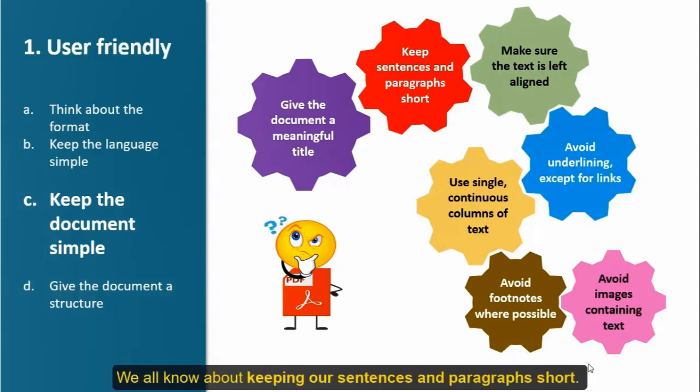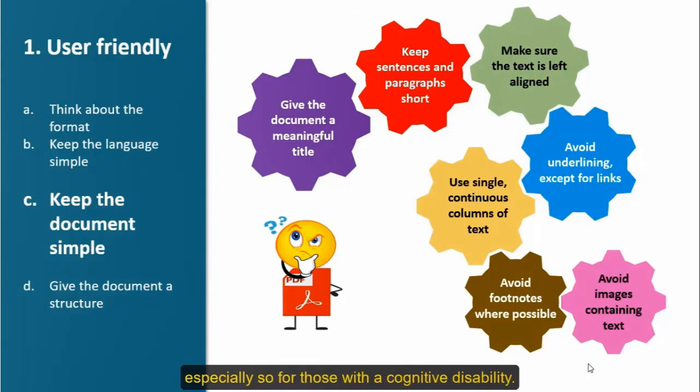We all know about keeping our sentences and paragraphs short. This is a part of plain English that I mentioned earlier. Make sure the text is left aligned, not fully justified edge to edge. Fully justified text is actually not as readable as left-aligned text, especially so for those with a cognitive disability.